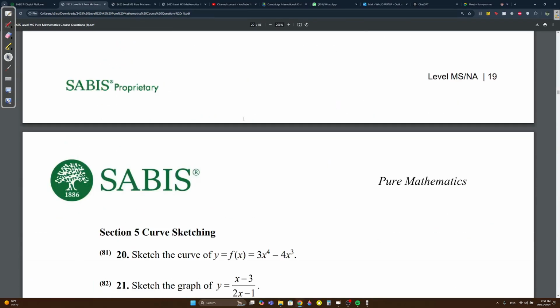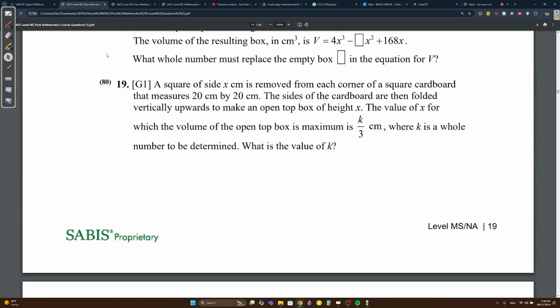19 is our last question for 4.4. A square of side x is removed from each corner of... okay, same thing, huh?